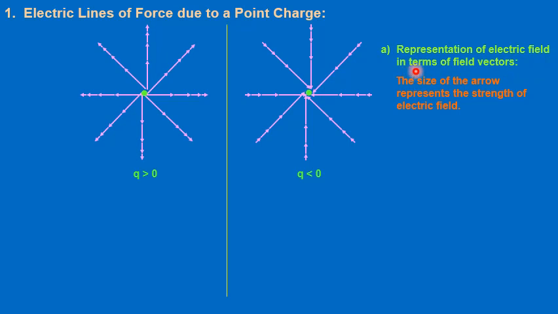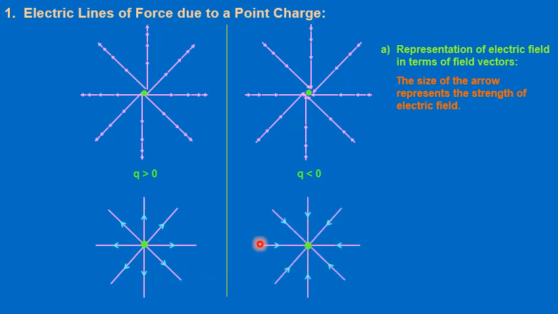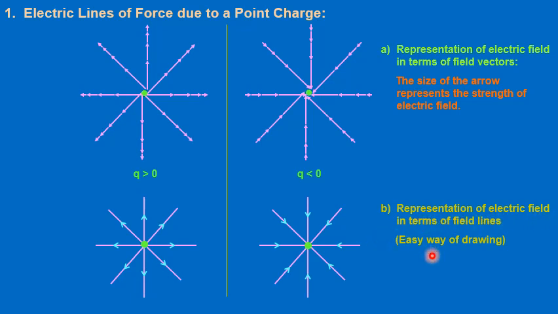Representation of electric field in terms of field vectors. The size of the arrow represents the strength of electric field. Similarly, we can draw this diagram also. And for Q less than 0, as we can see, it will act as a sink. Representation of electric field in terms of field lines. This is the easiest way of drawing electric lines of force.